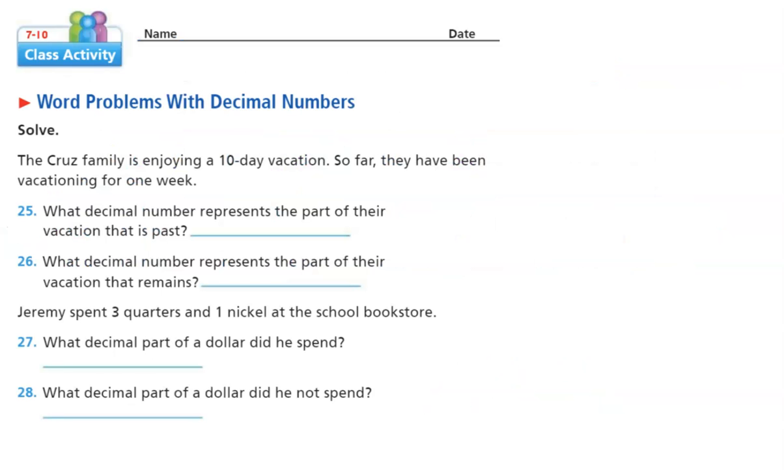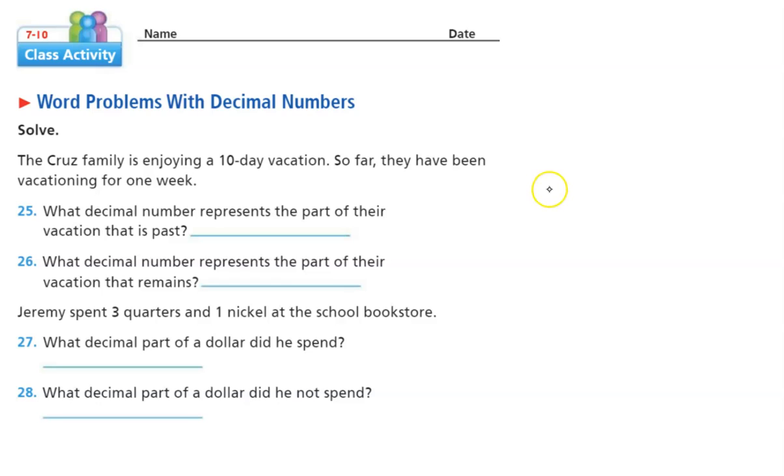But let's go ahead and move on to these word problems. Let's try to walk ourselves through these ones real quick. So this is just simply word problems with decimal numbers. And then it's going to tell you about the Cruz family. So the Cruz family is enjoying a 10-day vacation. So far they have been vacationing for 1 week. So it says, what decimal number represents the part of their vacation that is past?